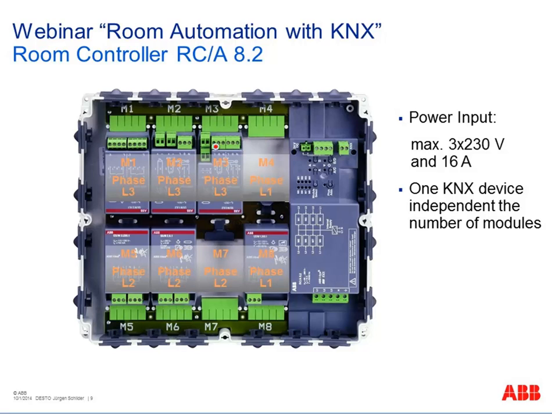Each connection here is pluggable, you will see later on as well, so it's easy also to remove the connection, so you can work with a pluggable installation here as well. So the wires will go through these cable entries here in the housing to the real load behind. Again, one KNX device, independent of the number of modules in use.